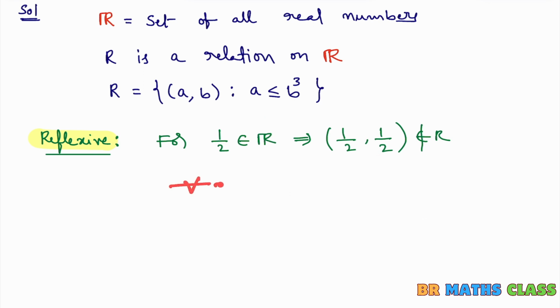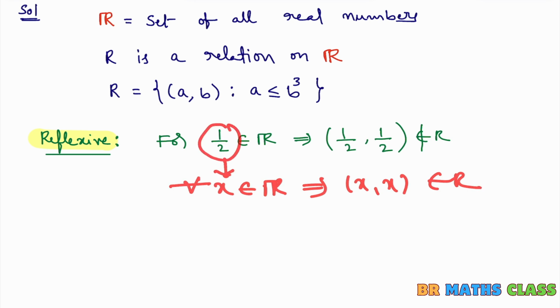Actually, for any x belonging to the real numbers, I need to show that (x, x) belongs to R. Then only I can say it is reflexive. But here I identified one real number which fails to satisfy this condition. So I can write that this relation is not reflexive.